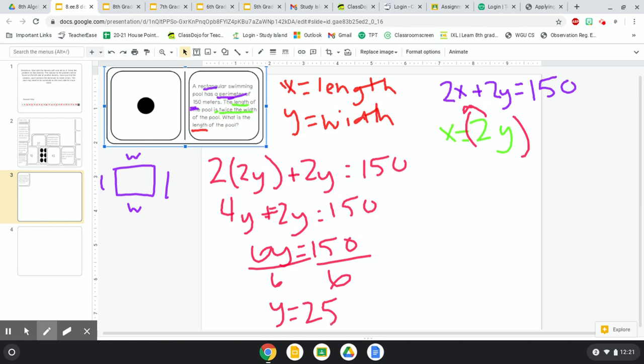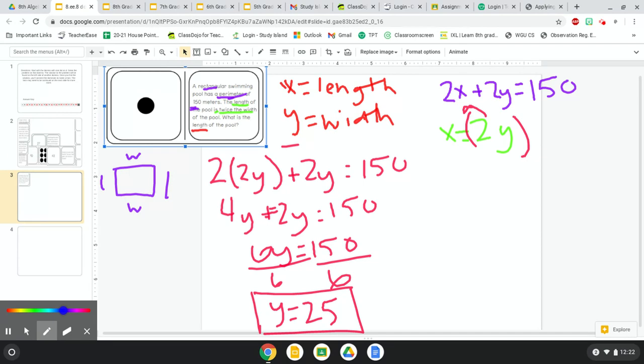Well, that's 25 for the width, because that's what y is equivalent to. My question's asking what's the length. Well, I can use that width to figure out what my length is. So I'm going to switch colors real quick. I'm going to use that y to find my x value now.